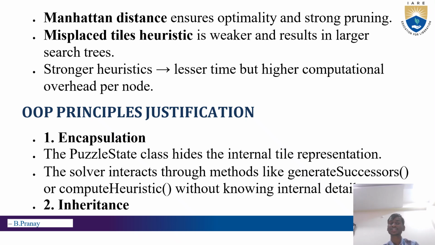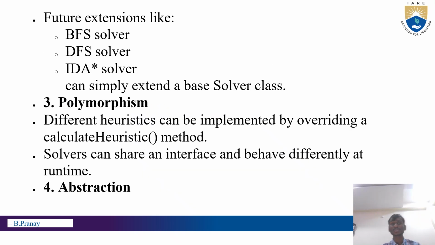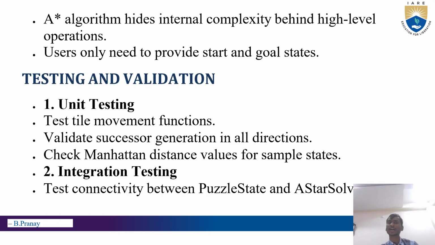OOP principles justification. Encapsulation: the puzzle state hides the internal details, and the solver interacts through methods like generate successors or compute heuristic without knowing internal details. Inheritance: future extensions like BFS solver (breadth first search), DFS solver (depth first search), and IDA* solver can simply extend a base solver class. Polymorphism: different heuristics can be implemented by overriding a calculate heuristic method. Solvers can share an interface and behave differently at runtime. Abstraction: an algorithm hides internal complexity behind high-level operations. Users only need to provide start and goal states.